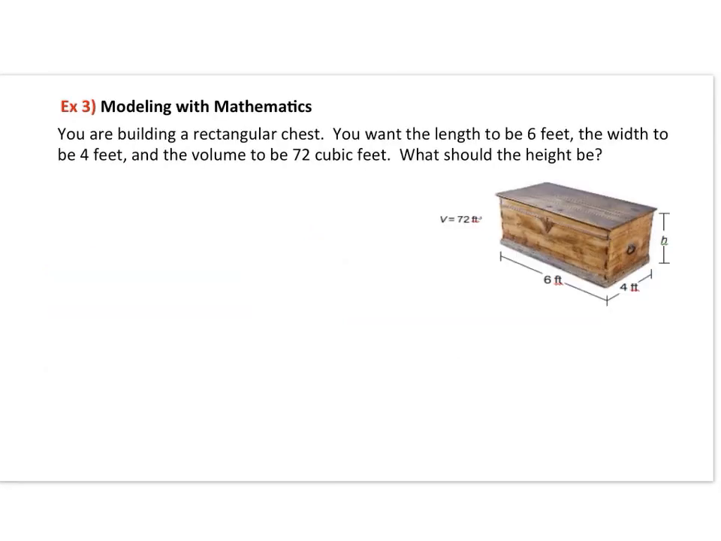All right, let's take a look at modeling with mathematics. You're building a rectangular chest. You want the length to be 6 feet, the width to be 4 feet, and the volume to be 72 cubic feet. What should the height be?